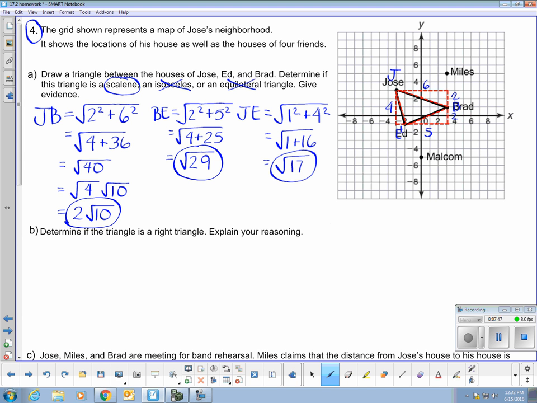Now to see if the triangle is a right triangle, there's a couple of things that we can do. We can either use the Pythagorean theorem and plug in our 3 side lengths, or we can find the slopes of each of the sides to see if there are any opposite reciprocals. What we know is if we have slopes with opposite reciprocals, then we have perpendicular sides that form right angles. So I'm going to take a look. I think I'm going to use the slopes.